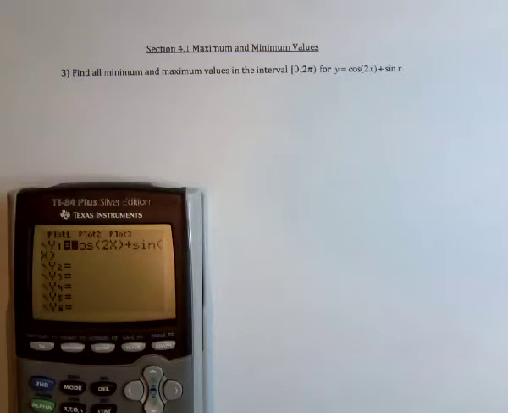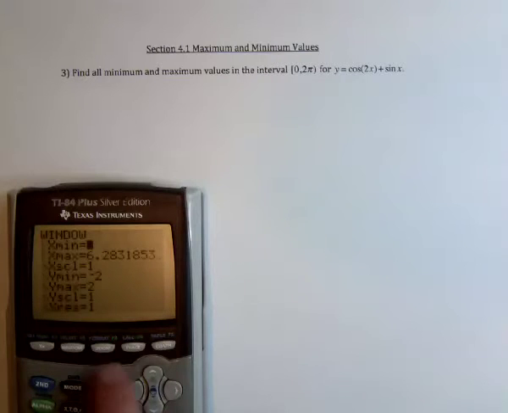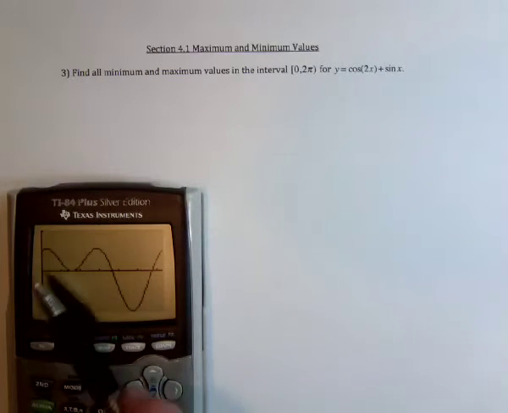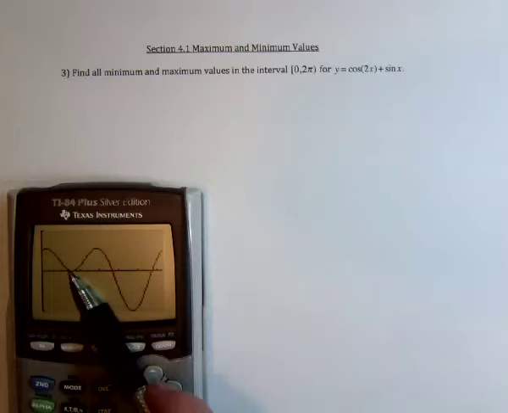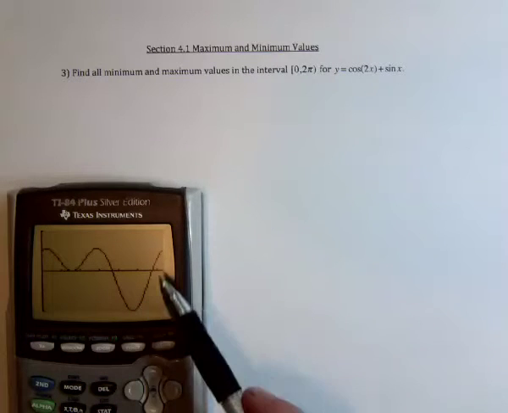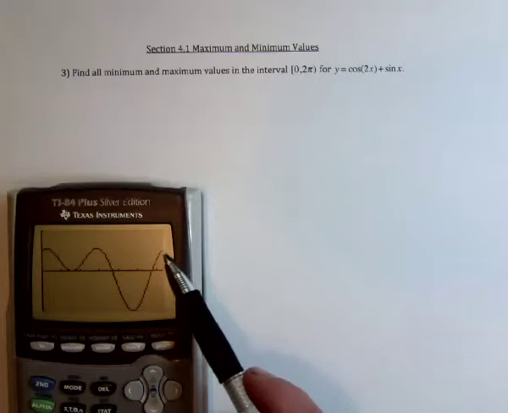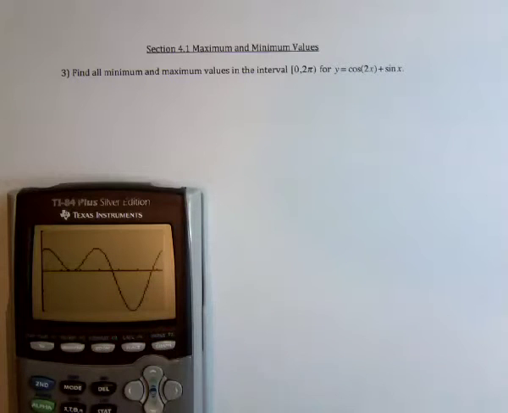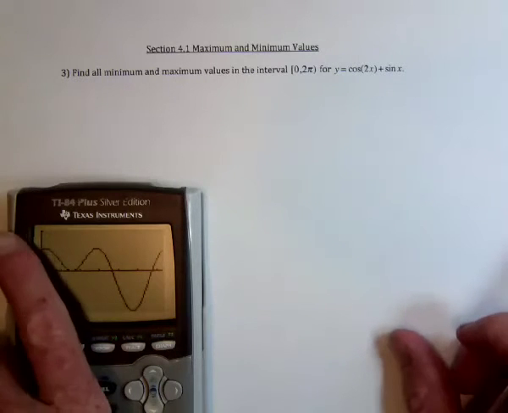So the function is cosine of 2x plus a sine of x, the window from 0 to 2 pi, and then take a look at the graph, and it looks like there is a maximum, a minimum, a maximum, and a minimum. Not sure, but that one looks like it was just still on its way up, so neither a maximum or a minimum. So you've got 2 maxes and 2 mins, so we're going to have to find 4 critical values.